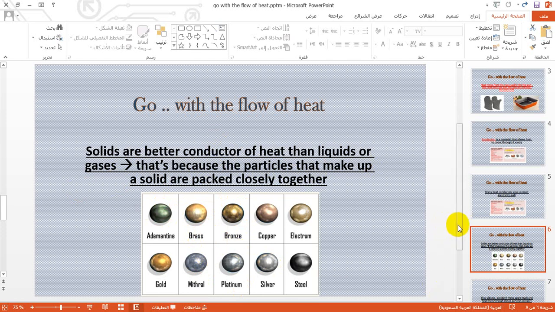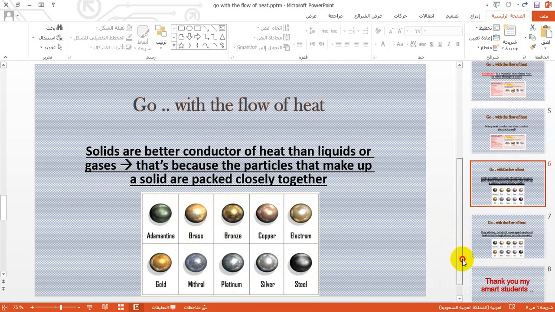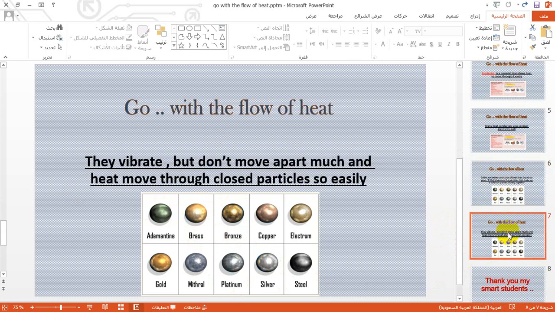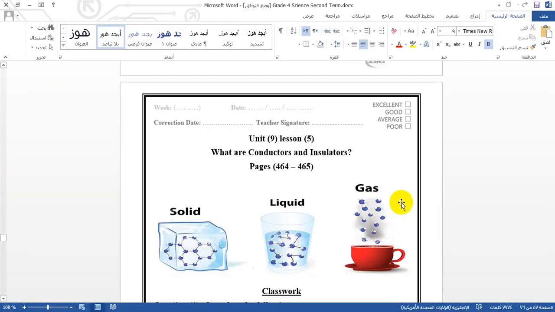Okay guys, let's continue. They vibrate. What does that mean? The particles of a solid vibrate but do not move like those in a liquid or gas. I told you the particles of liquid and gas are moving, but here the particles only vibrate but do not move. The particles of liquid and gas are always moving. That's what I mean, there is motion here.